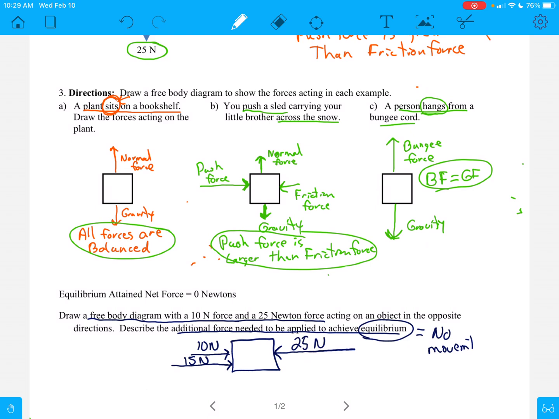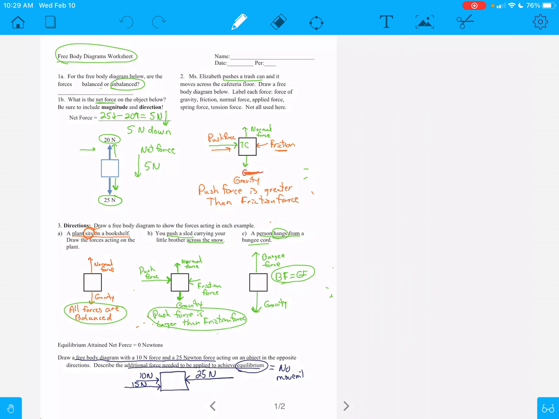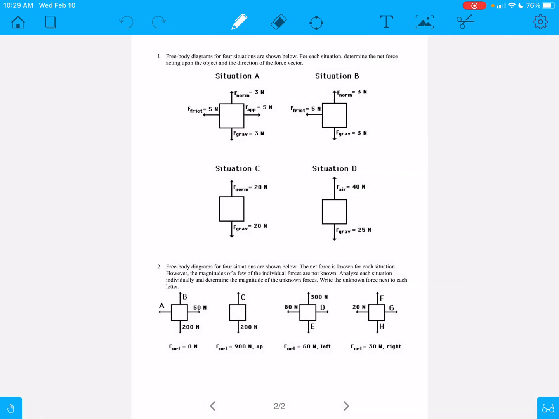How am I doing on time? Oh my gosh, I only have 2 minutes and 30 seconds left. Keep moving. Go quick. Hurry.